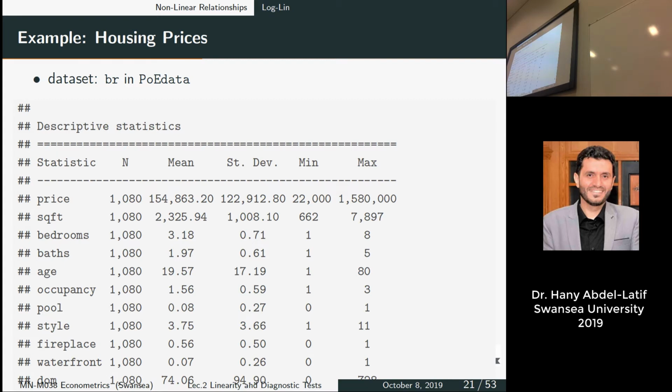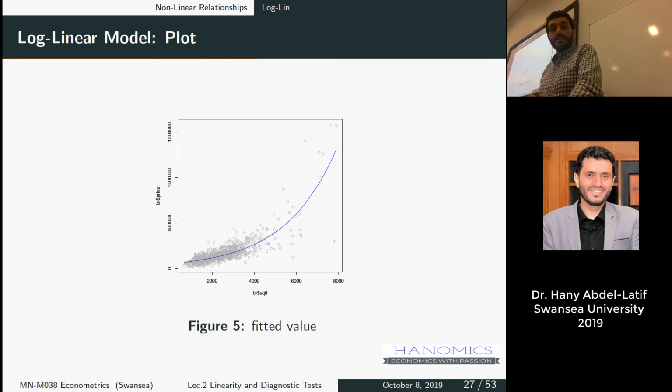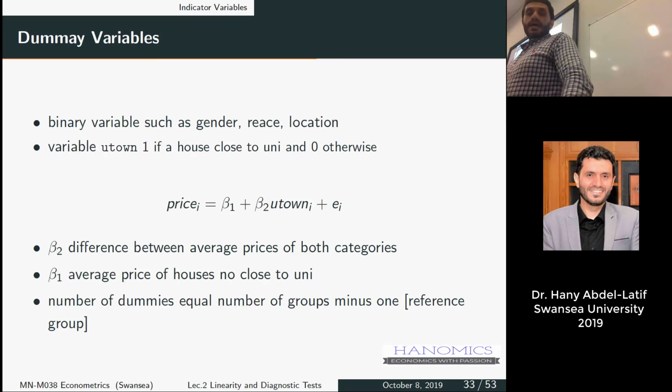So it's like the answer is yes or no. You'll see many situations where you need to use this sort of variable, and these variables are called indicator variables or dummy variables. It's a binary variable: yes or no, male or female, or if you want to capture a seasonal effect or not. In that case, you will use what we call a dummy variable.